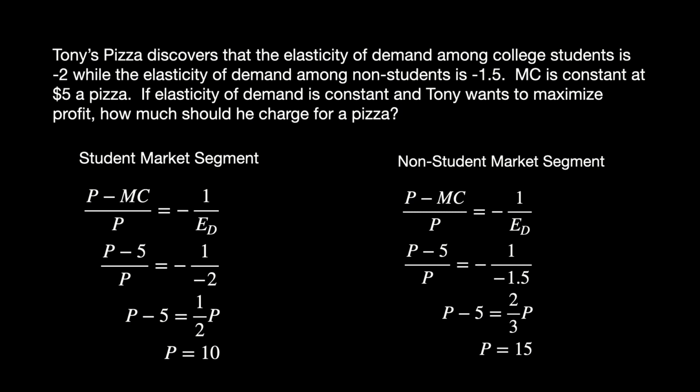Notice that the student market was most elastic and that the most elastic market segment got the price discount. The students are more price sensitive, so when Tony maximizes profit, he gives the discount to the most price responsive group, which is the students.